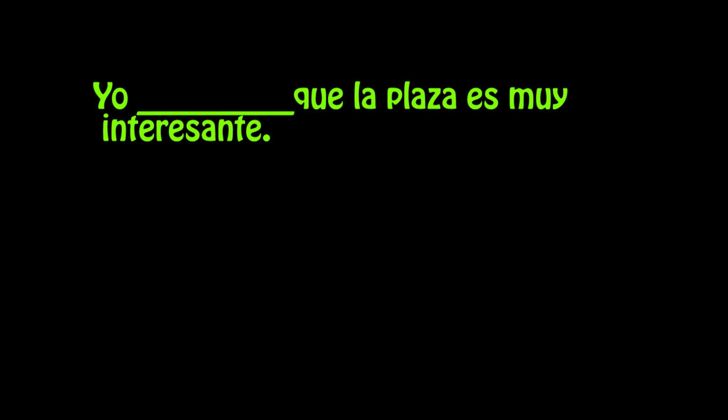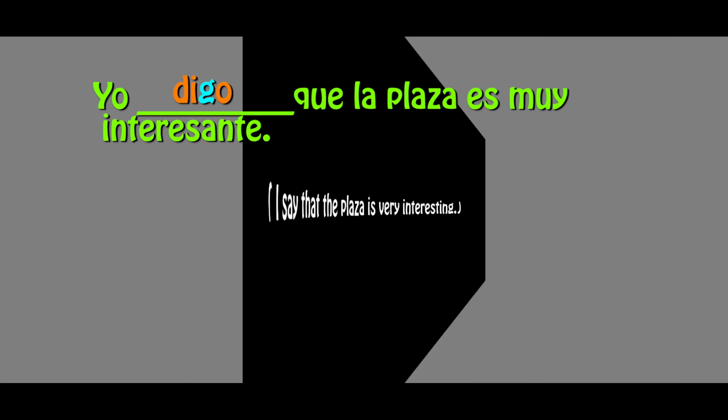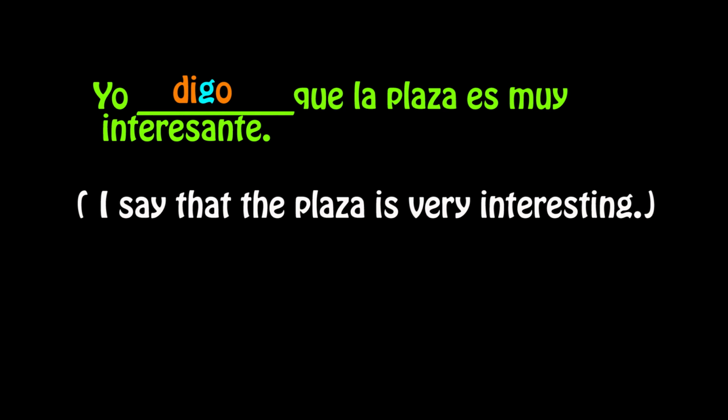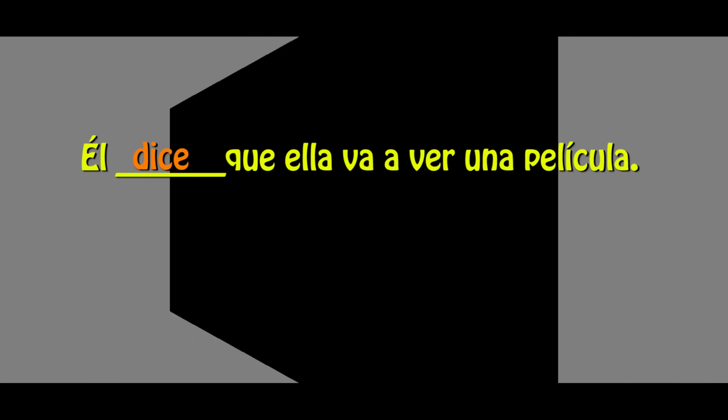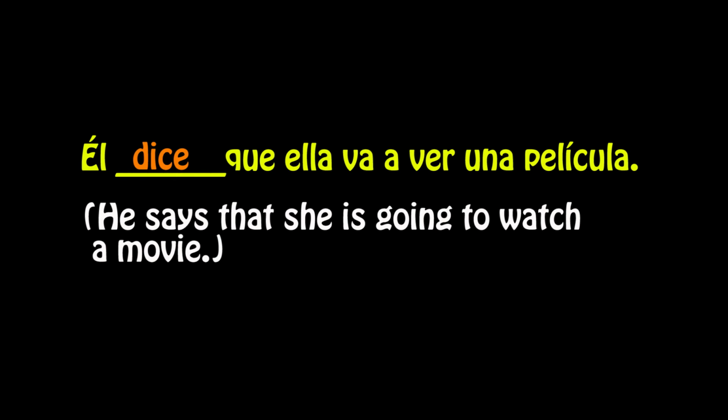Yo, blank, que la plaza es muy interesante. Digo, yo digo que la plaza es muy interesante. Translation, I say that the plaza is very interesting. Él, blank, que ella va a ver una película. Dice, él dice que ella va a ver una película. Translation, he says that she is going to watch a movie.